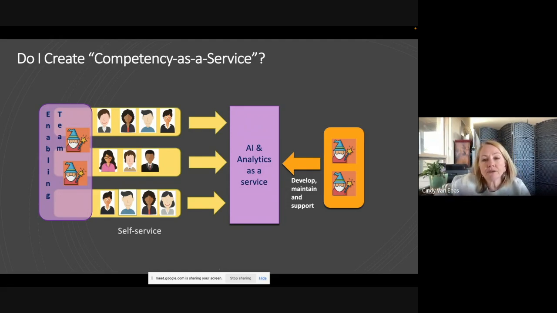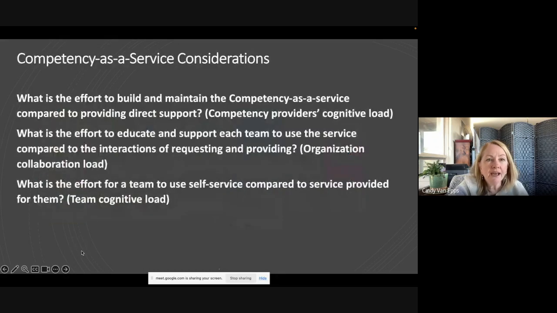And so this third model, this third kind of team, the Team Topologies guys call enabling teams. So you can have enabling teams other than in the competency as a service, right? We often see people enabling stream-aligned teams on DevOps solutions and that sort of thing. So this is another term from Team Topologies. Okay, well, if I'm going to consider competency as a service, I need to consider these sorts of things.